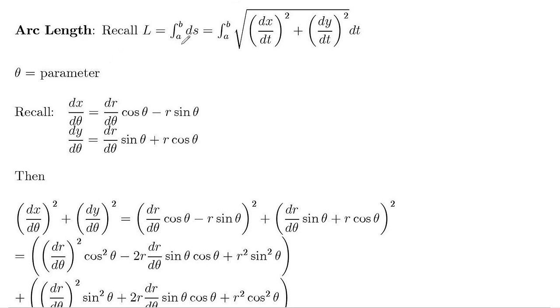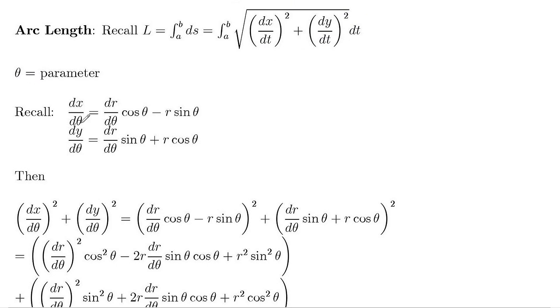Well, the length is adding up the little pieces of arc length, ds. So think of that as an arc length element. And what is ds in parametric coordinates? It's the square root of (dx/dt) squared plus (dy/dt) squared, and then dt. So that's parametric. Now, what if we change theta to our parameter?